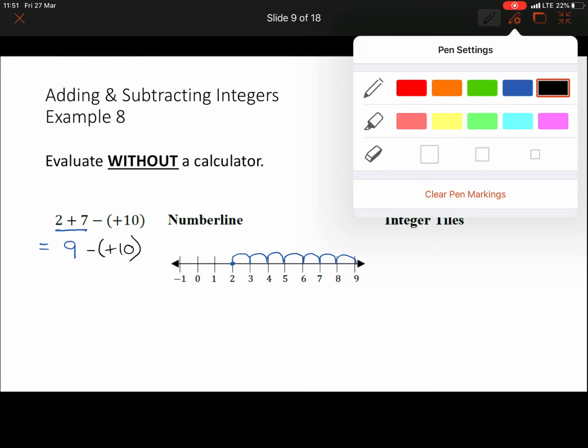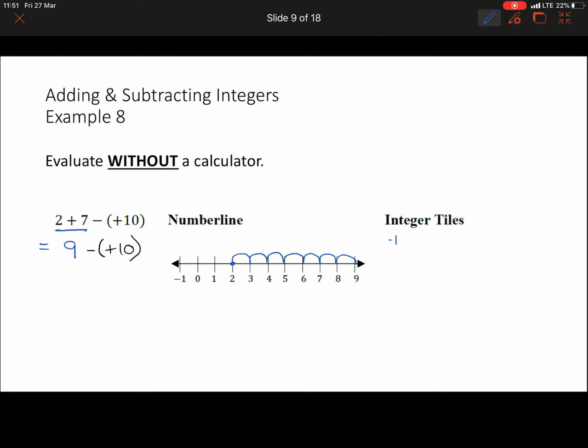If we're looking at our integer tiles, the first part of the calculation says I've got 2 positives and then another 7 positives. 1, 2, 3, 4, 5, 6, 7. There are 9 positives there in total. Now we're ready to do the rest of the calculation.